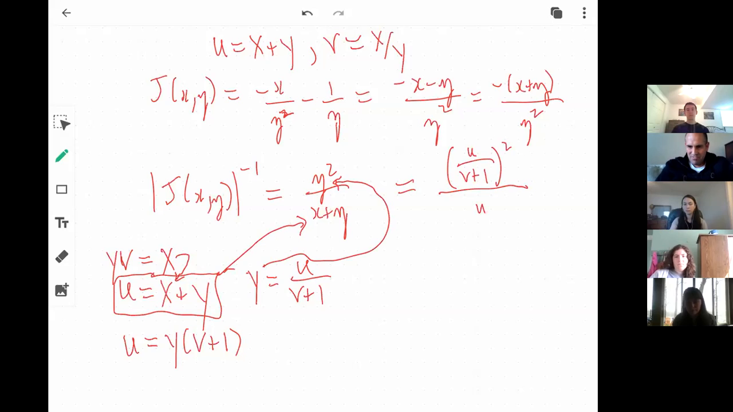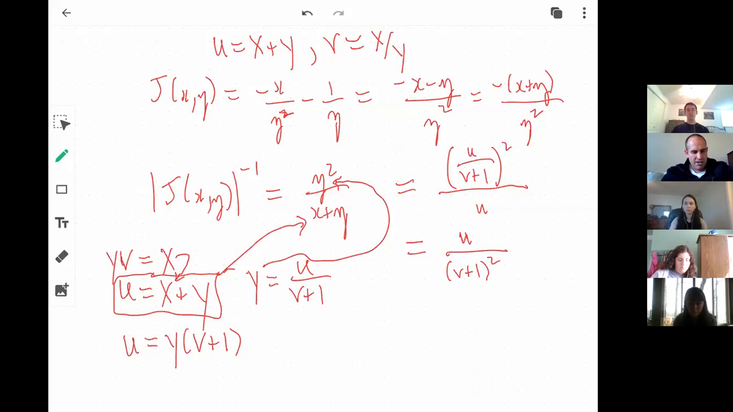That make sense? And then I can cancel some stuff. And what am I going to get? Like u over v plus 1 squared. Do I have to worry about u being positive necessarily? What do you think? In theory, all of this should take care of itself because of what u and v were equal to in terms of x and y. But I always like to check this.